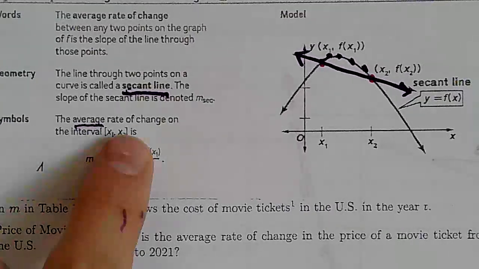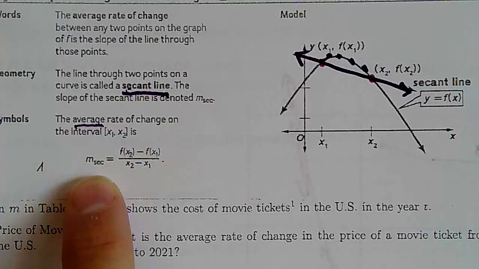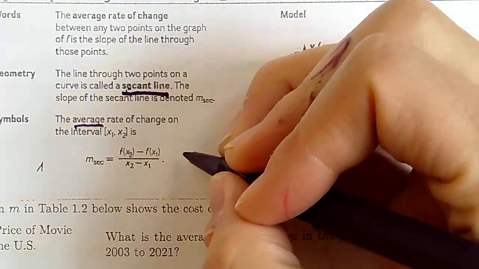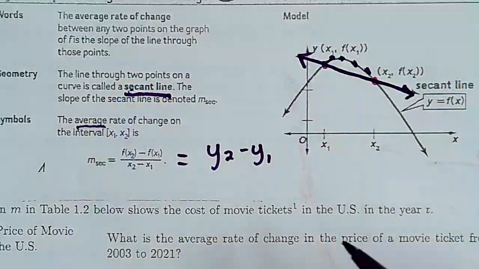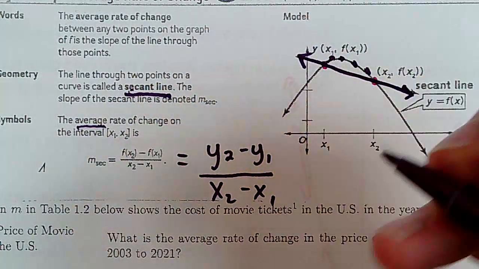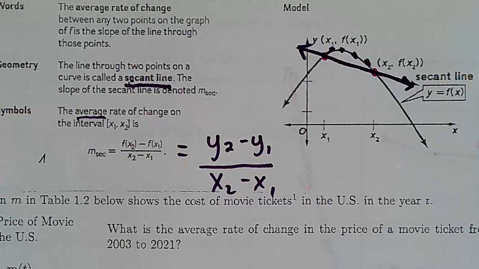To find this slope, we can use our slope formula, which you can see here. The slope of the secant line is equal to f of x2 minus f of x1 divided by x2 minus x1. You may have seen this slope formula in a slightly different version, y2 minus y1 over x2 minus x1. Okay, so it's not quite as complicated as it looks in function notation.